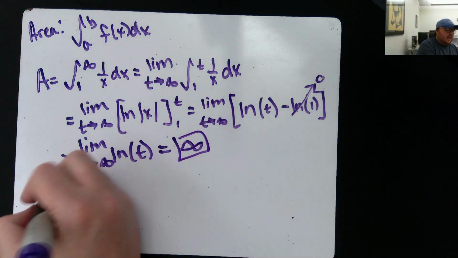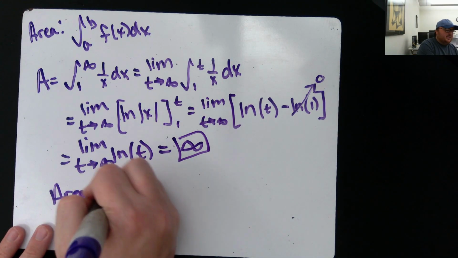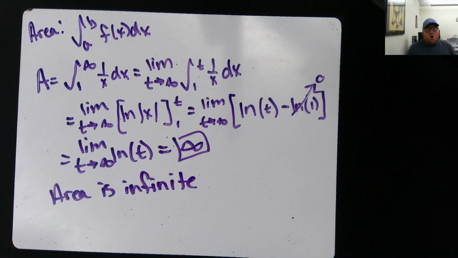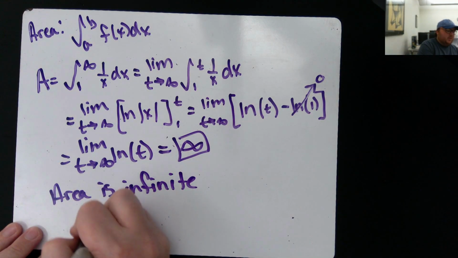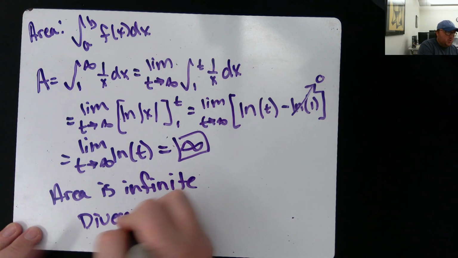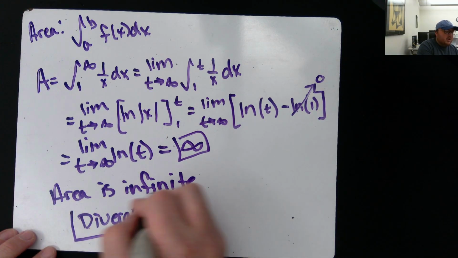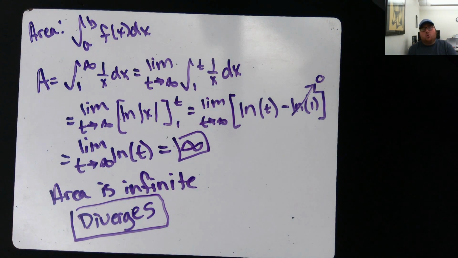So that means this area is infinite, which also means that it diverges. You are going to hear me use this word a lot in Cal 2. Diverges means it's just going to grow and grow for all time. Remember, if that doesn't make sense, please let me know. Let's move on to example number 2.